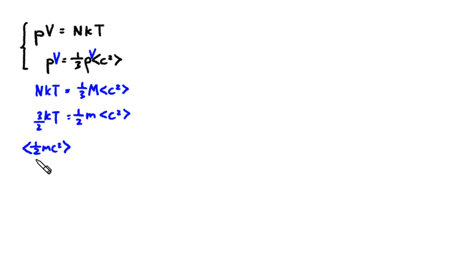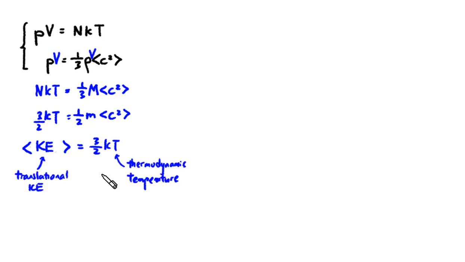So this term here is actually the average Ke of the gas particles, which we now know is equal to 3 over 2 kT. So it turns out there's a very simple relationship between the average translational Ke of the gas particles in a gas and the thermodynamic temperature of the gas.